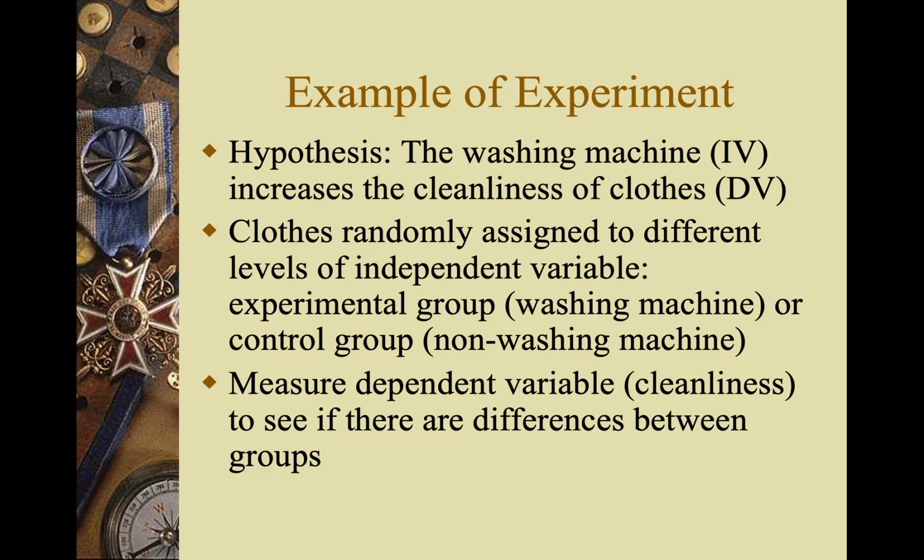So an example of an experiment: the washing machine increases the cleanliness of clothes. This is something that we think happens, but we want to prove that it happens. So you might have a pile of clothes and you randomly assign them to different levels of the independent variable. The experimental group, those clothes go in the washing machine, and for the control group, those clothes do not go in the washing machine. And then you can measure the dependent variable, which is the cleanliness of them, to see if there are differences between the groups. So was there a difference between the clothes that went in the washing machine and the clothes that didn't go in the washing machine in terms of their cleanliness level?